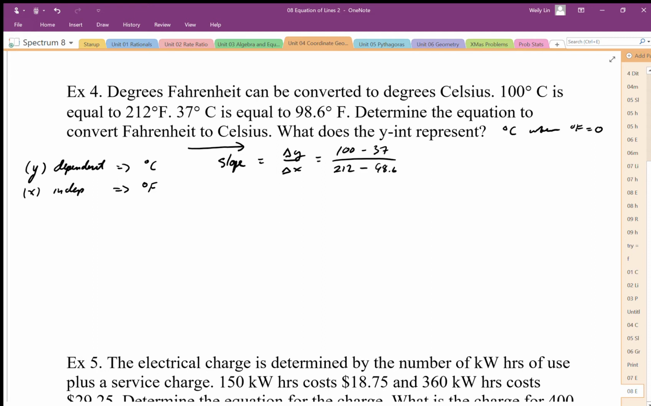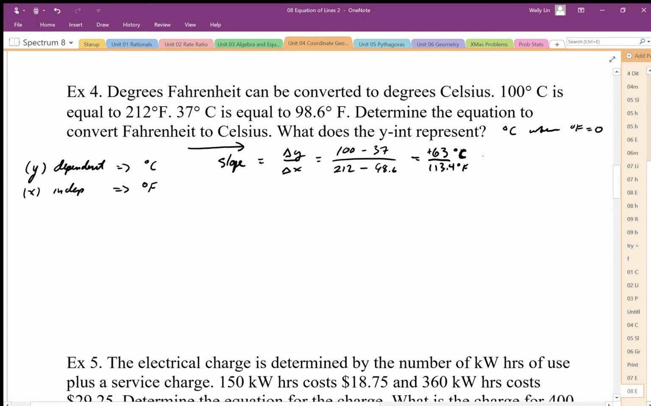So when we work this out, 100 minus 37 is going to give us 63 degrees, an increase of positive 63 degrees. And that same increase in degrees Fahrenheit is going to be 212 minus 98.6, and that's going to be 113.4 degrees Fahrenheit.